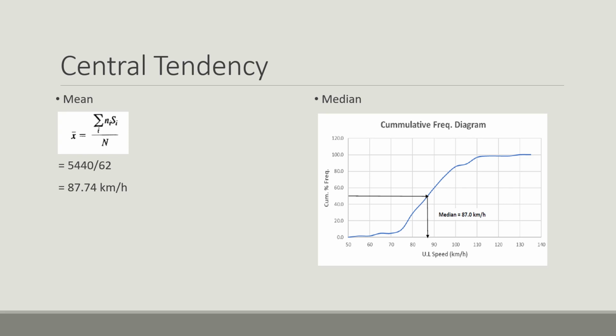We calculated the mean by using this formula, and the values here are taken from the frequency distribution table above, and we found it to be 87.74 km per hour. Also, we found the median using the cumulative frequency distribution curve by plotting a line from the y-axis at 50% until it intersects with the curve. Then we found the corresponding value on the x-axis, so we found the median to be 87 km per hour.